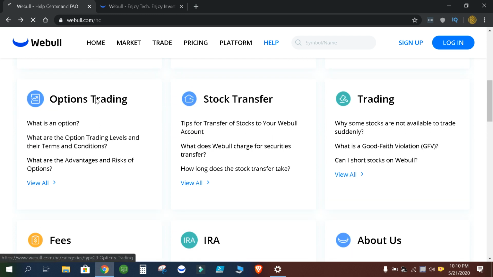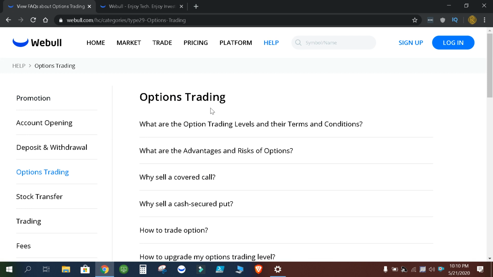I'm not going to actually cover options trading, and the reason is because this is a very complex trading method. Basically, what this allows you to do is you have the option of purchasing shares at a higher or lower price, depending on whether you're buying or selling puts or calls. Most people are not going to be using this.